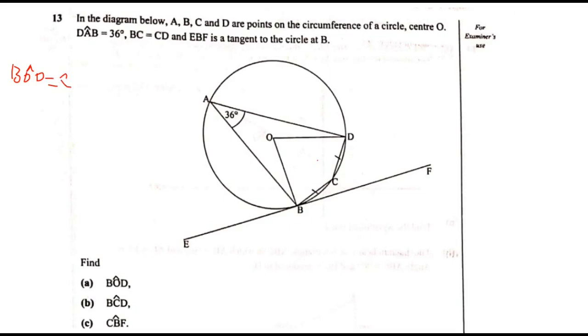So we can write to say that angle BOD actually is equal to twice the angle DAB, and that will give you 2 times 36. And what do you get? You get 72 degrees. So it took literally less than 15 seconds to get that answer. So no wonder I said it's one of the easiest questions in this paper. The BCD, so we have got BCD.